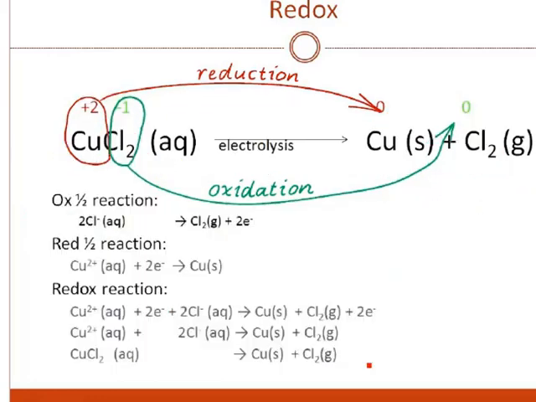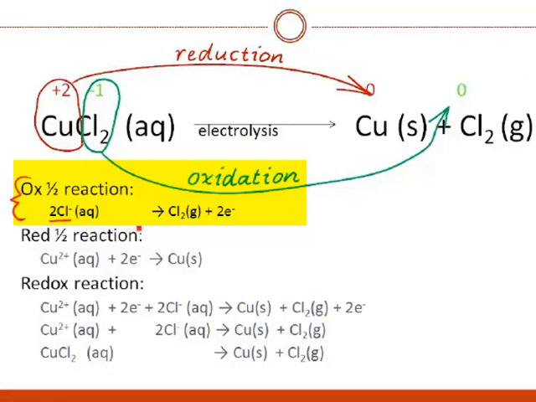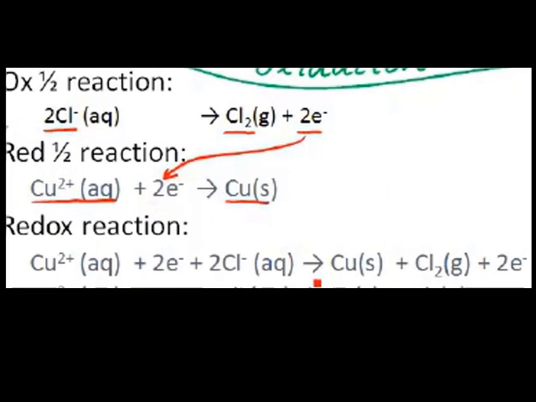Now we write the oxidation half reaction for this reaction. 2 Cl minus aqueous changes into Cl2 gas with the release of 2 electrons. And the reduction half reaction. Copper 2 plus ions in the aqueous solution gain the electrons given off by chlorine to form copper solid. The entire redox reaction is these 2 half reactions combined.